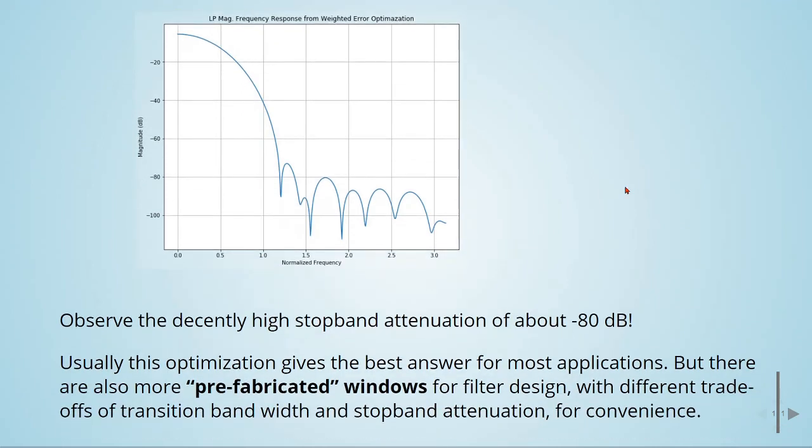So usually this optimization gives the best answer for most applications, but there are also more prefabricated windows for filter design with different trade-offs of transition bandwidth and stop band attenuation for convenience.